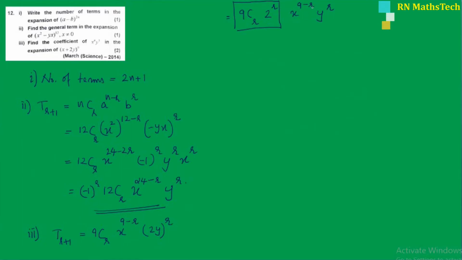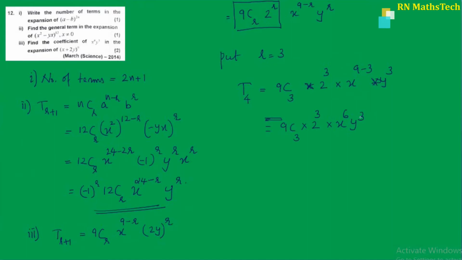So 9 minus 3 is 6. Then put r is equal to 3. If r equals 3, we get t4, the fourth term: 9c3 2 raised to 3 into x raised to 9 minus 3 into y raised to 3. Okay, that is equal to 9c3 into 2 raised to 3 into x raised to 6 y cube.